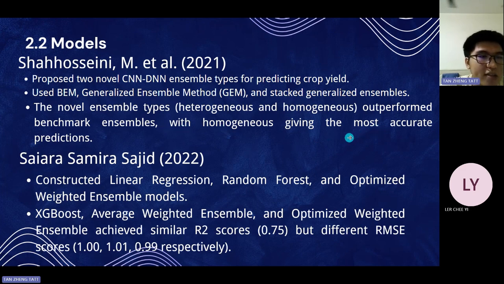In the study of Sayara, Samira, Sajid, it constructed linear regression, random forest, and optimized weighted ensemble models. XGBoost, average weighted ensemble, and optimized weighted ensemble achieve similar R2 scores of 0.75, but different RMSE scores of 1.00, 1.01, and 0.99 respectively.